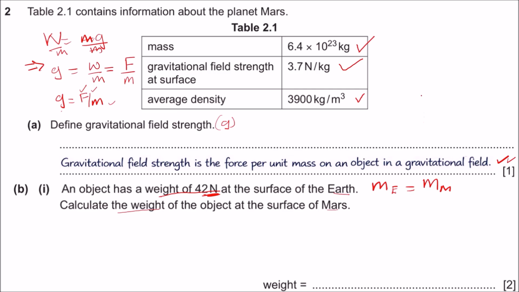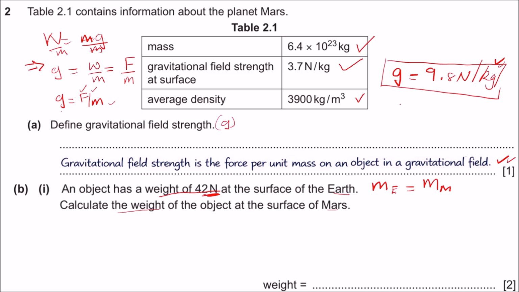Now, key things to remember: gravitational field strength on Earth is 9.8 newtons per kg. This you should always know. You are required to know this. In an exam situation, if you happen to forget, what do you do? You go to the instructions, the cover page, you find it given over there.